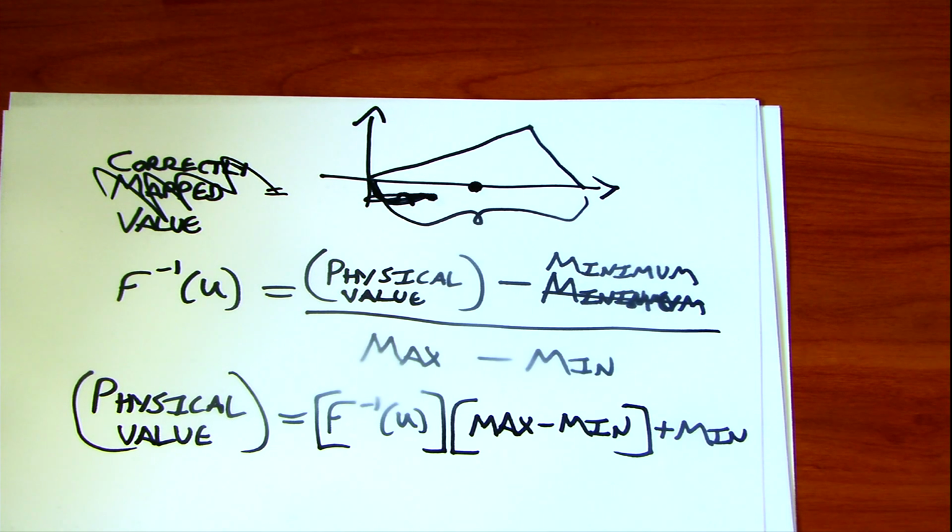So it's a three-step process, I guess. You have to get your data and create your triangular distribution. You have to sample it, and then you have to take those sampled values that are on the domain from 0 to 1 and transform them back into whatever actual physical domain matters for your data set.